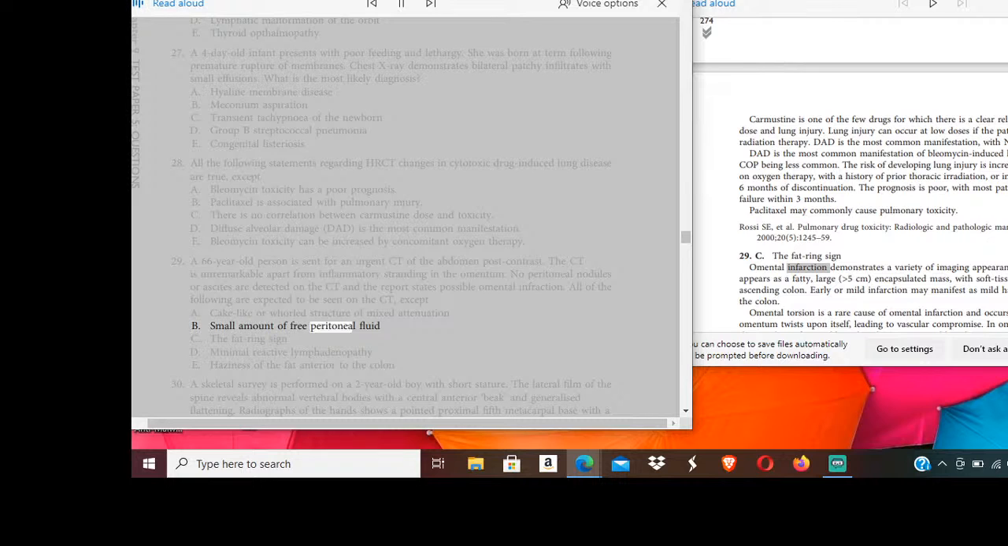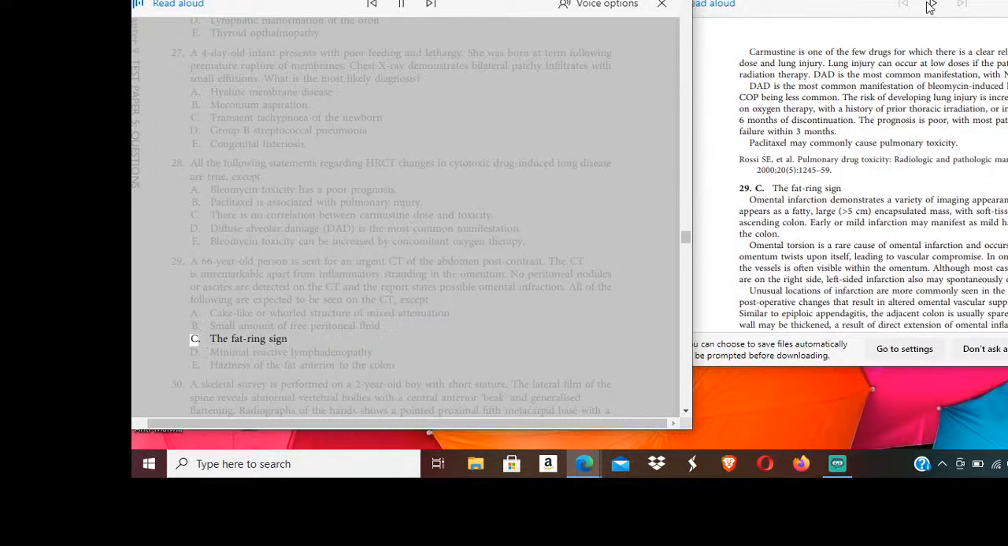attenuation; B, small amount of free peritoneal fluid; C, the fat ring sign; D, minimal reactive lymphadenopathy; E, haziness of the fat anterior to the colon.